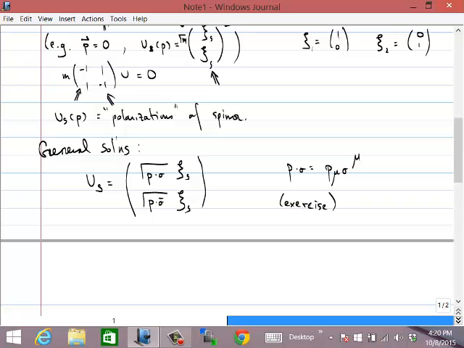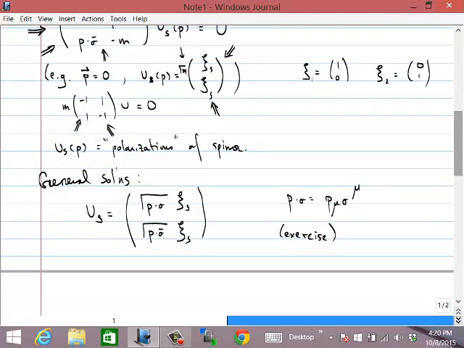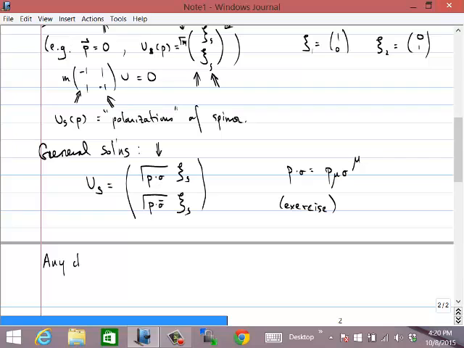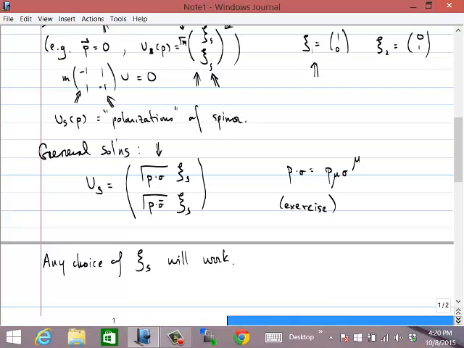Just as a check, consider the case where you're in the rest frame, so P vector is equal to 0, so P0 is equal to M, and then you'll see that this equation here is exactly the same as this equation that I've written up there. So that's just a generalization of this. And really, any basis will work, so any choice of 2-component spinor zeta will work. So for example, I could choose this basis that I've written up here.